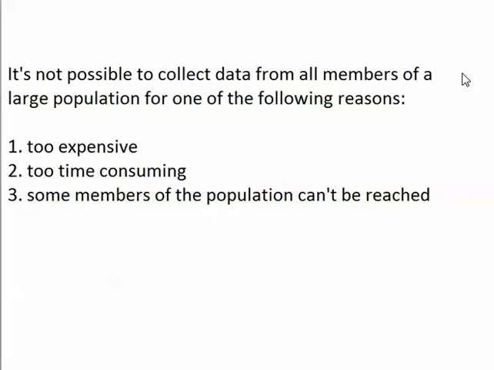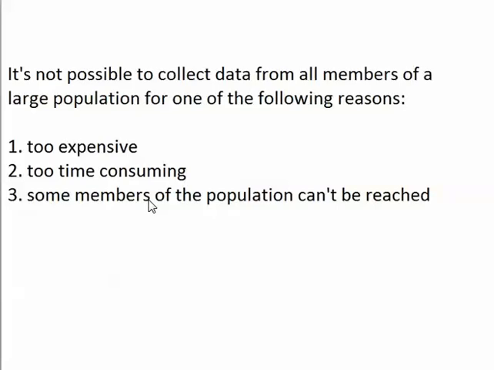A person can get perfectly accurate information about a population by surveying all members of the population, as long as the person records all of the data correctly. Unfortunately, it's usually not possible to collect data from all members of a population. Most populations that people study are large populations like men, women, college students, or people with certain conditions, and it's not possible to collect data from all members of a large population for one of the following reasons. It's either too expensive, too time-consuming, or not possible because some members of the population can't be reached.